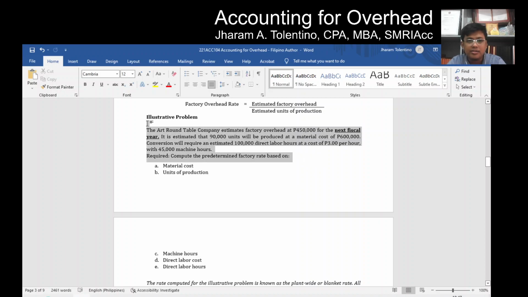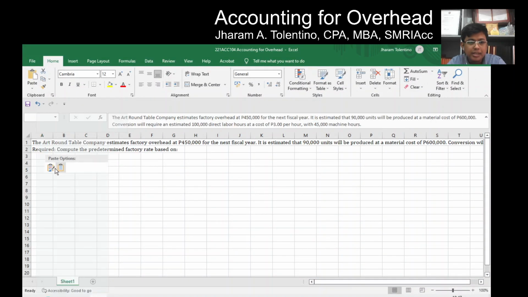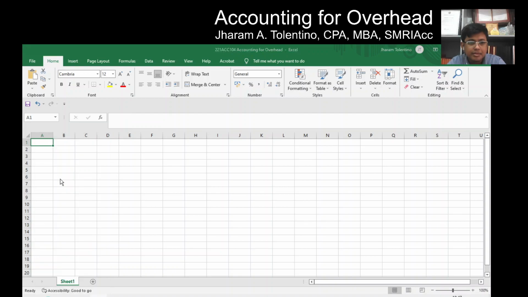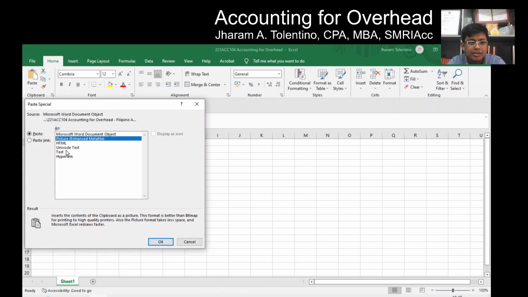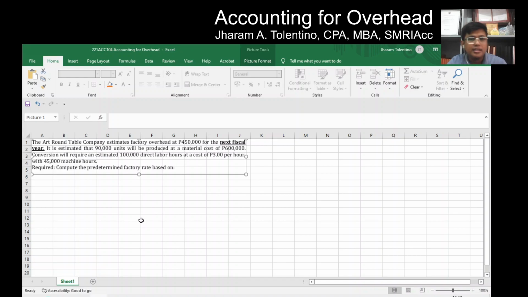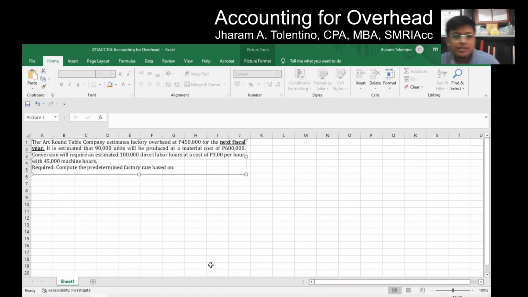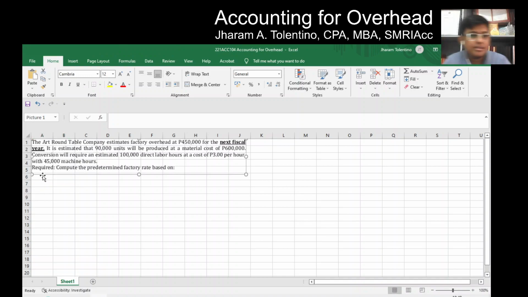Okay, try natin to. So let's copy this one. Tapos, lagay natin dito sa Excel. Paste. Lagay natin siyang picture. So, dagdag natin siya. Para madali. And then, the requirements are material cost, units of production. So, madali lang yan. Material cost, units of production. So, let's start with letter A.